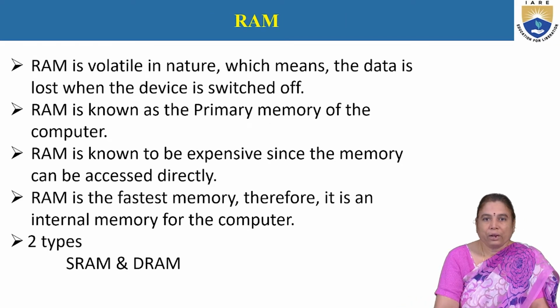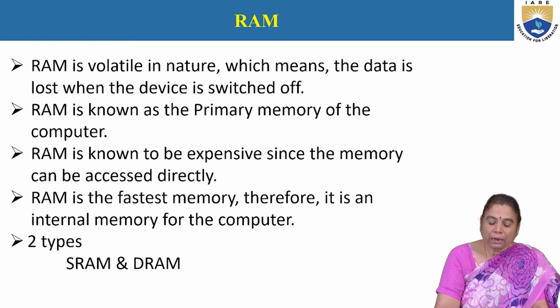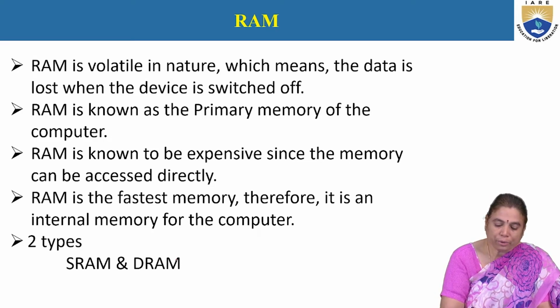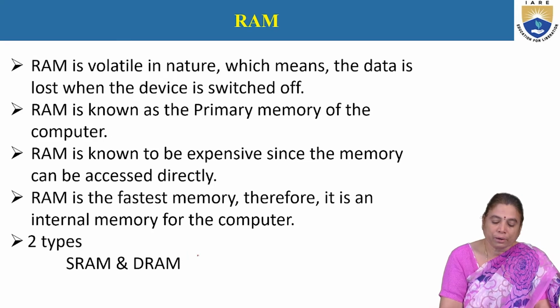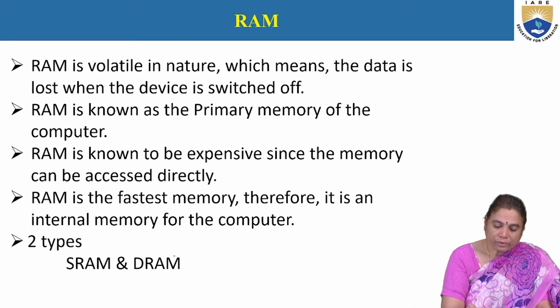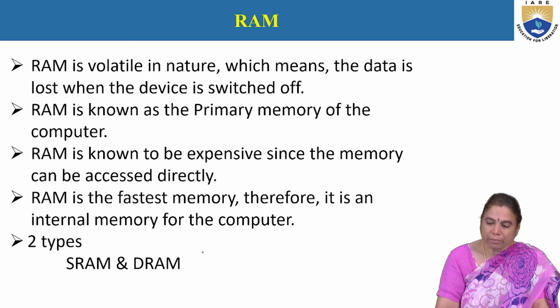RAM is volatile in nature. That means the content of the memory can get erased when a power interruption occurs or when you switch off the system. RAM is expensive and it can be accessed directly. RAM is the fastest memory, therefore it is an internal memory for the computer. Two types of RAM are available: one is static RAM, the second one is dynamic RAM.